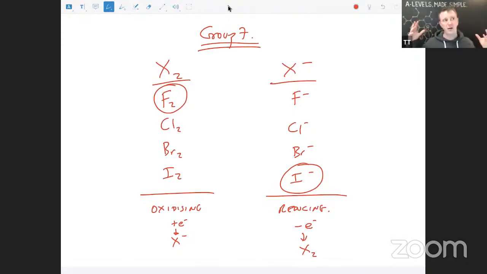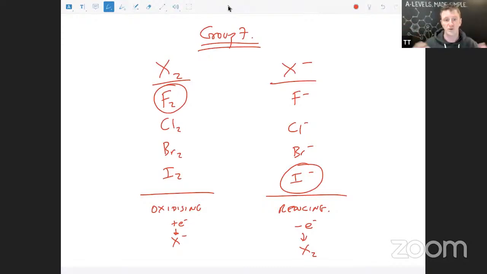But the thing is, because there's a massive amount of shielding, it's really far from the nucleus. Oh, you want this electron? Yeah, you can have that electron. It's hardly holding on to it, just about barely holding on to that extra electron. So it's like, you know what? You want it? You can have it. And it reduces other things really, really easily.